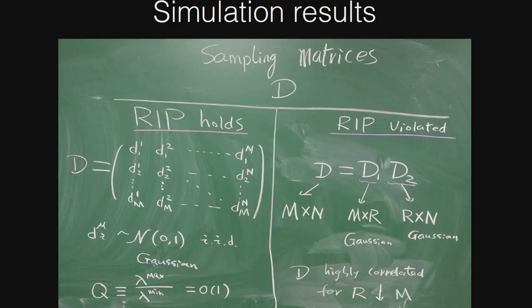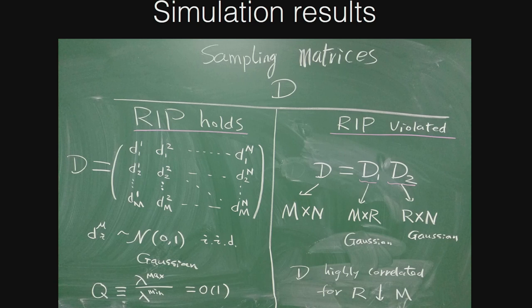We did some simulations, no theory, only simulations. The simulations contain two parts. First, when the RIP conditions hold: a random measurement matrix, IID, Gaussian distributed, and the ratio of the maximum singular value to the minimum singular value is of the order of one. This Q is the measure of structure. When it's of order one, it means it's quite random.